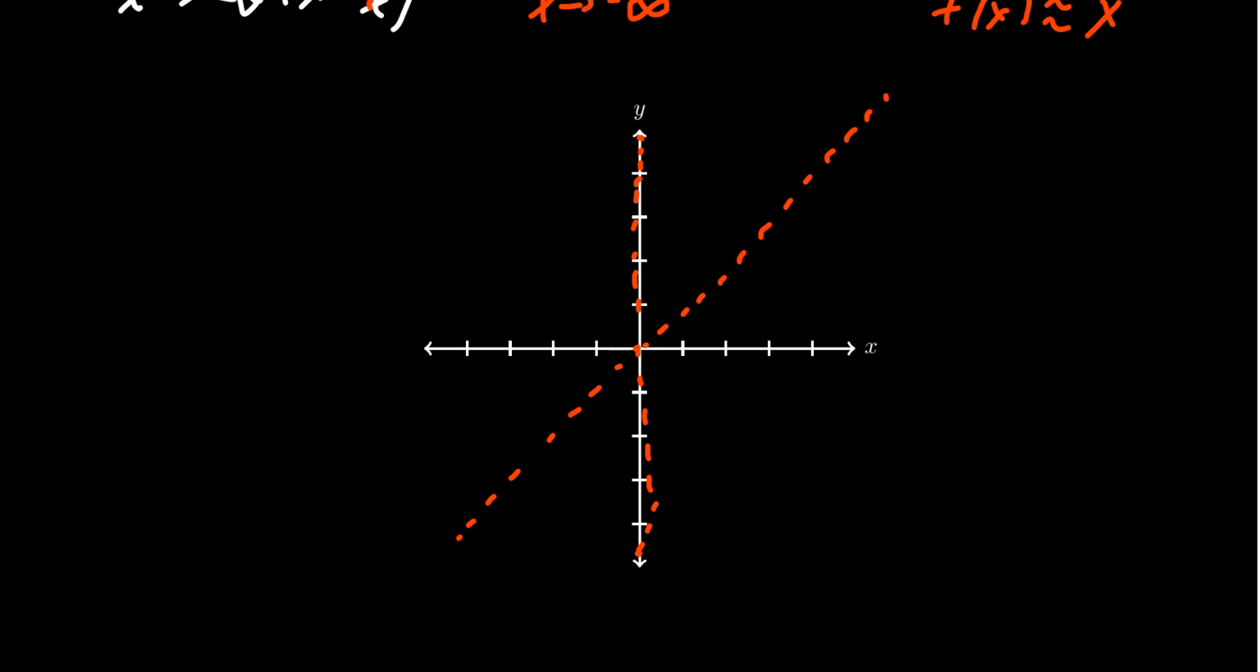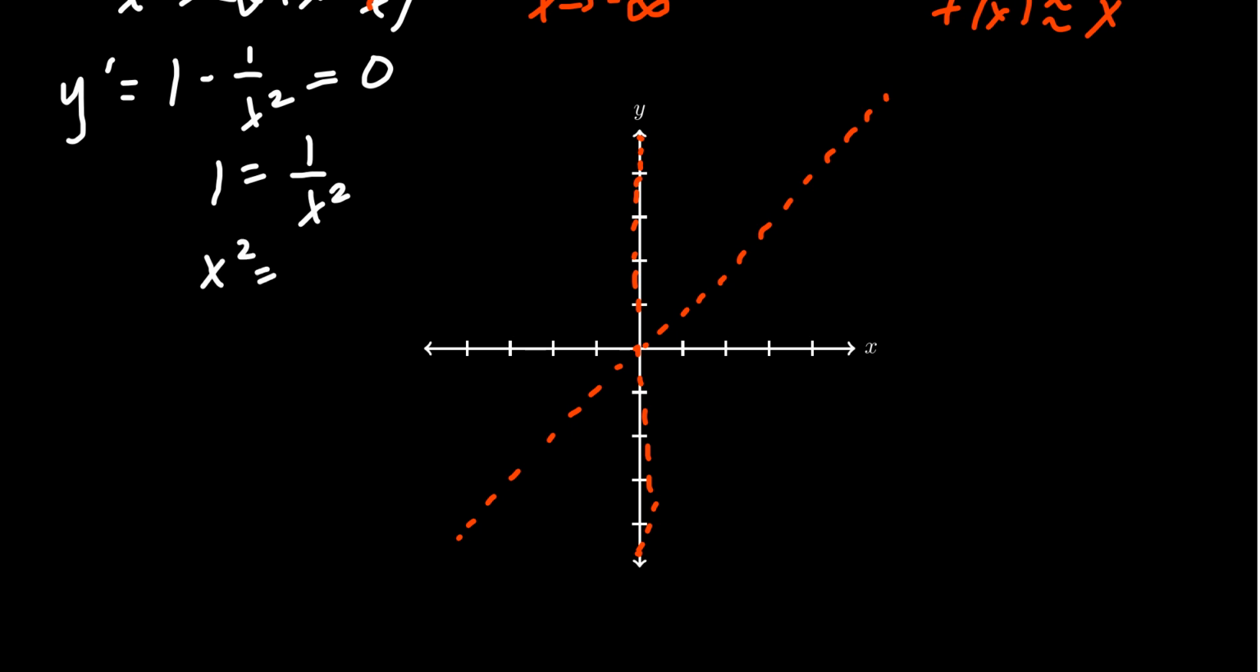So we're going to find some critical numbers by looking at the first derivative. y prime is going to equal 1 minus 1 over x squared. If we set this equal to 0, we end up with 1 equals 1 over x squared, which gives us x squared equals 1, which gives us x equals plus or minus 1. So we get some critical numbers at plus or minus 1.